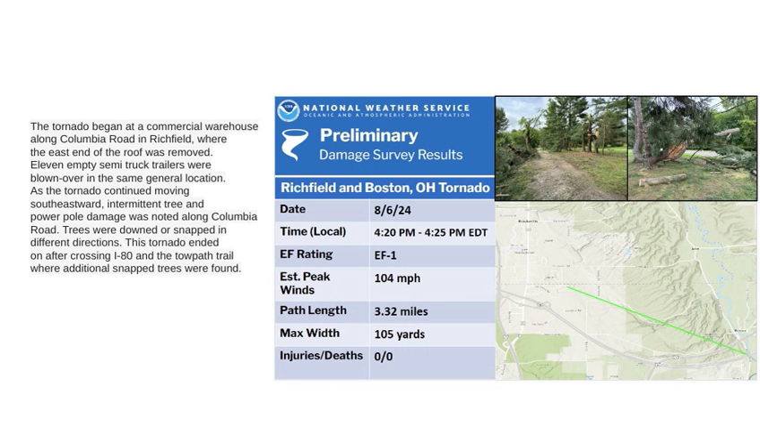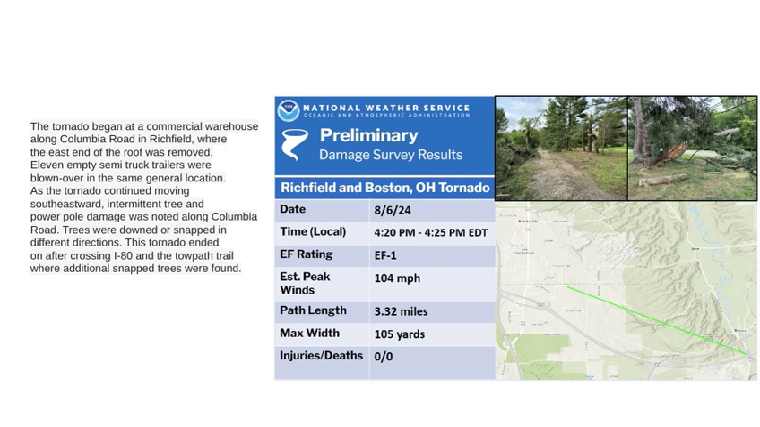And then the last tornado is the Richfield and Boston, Ohio tornado, close to where I live here. This one occurs from 4:30 p.m. to 4:35 p.m. Eastern Time. It was an EF1 with 104 miles per hour winds, 3.32 miles long, 105 yards wide.